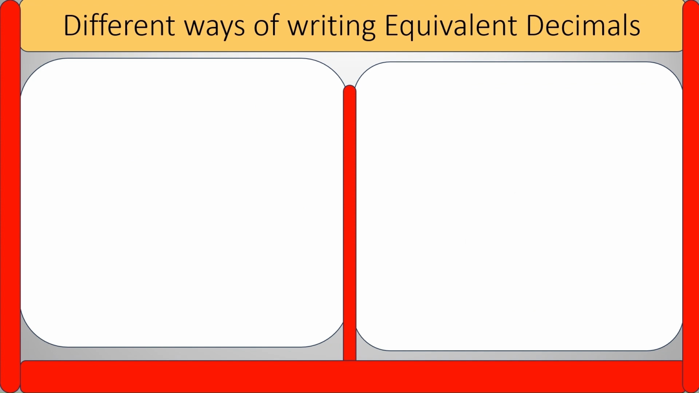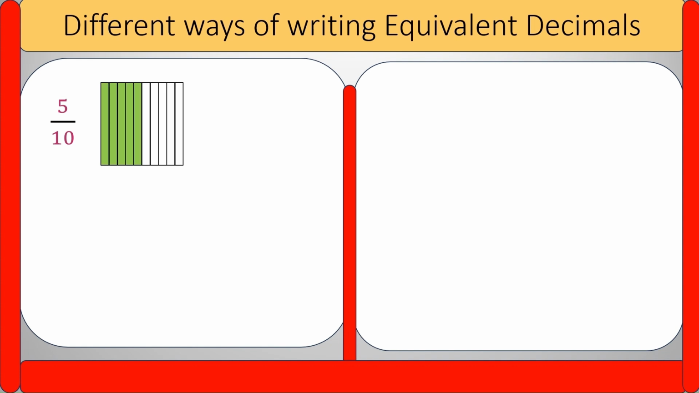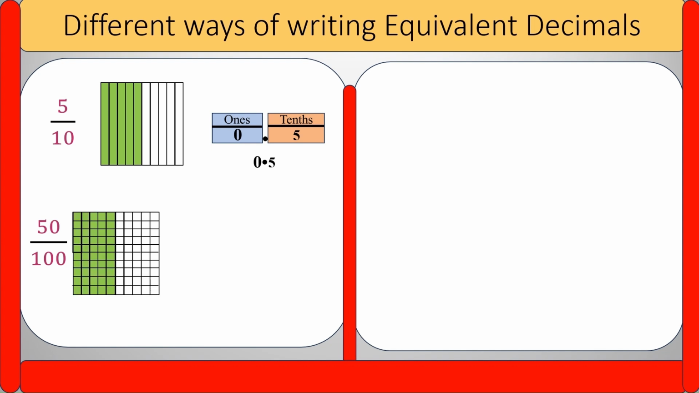Let us explore the different ways of writing equivalent decimals. Take 5 by 10, 5 out of 10 parts. If you take the place value chart, 0 is in ones place, then decimal point, 5 is in the tenths place, that is 0.5. Now take 50 by 100, 50 out of 100 parts. See the place value chart. You get 0 in ones place, decimal, and then 5 in the tenths place and 0 in the hundredths place, and the result is 0.50.